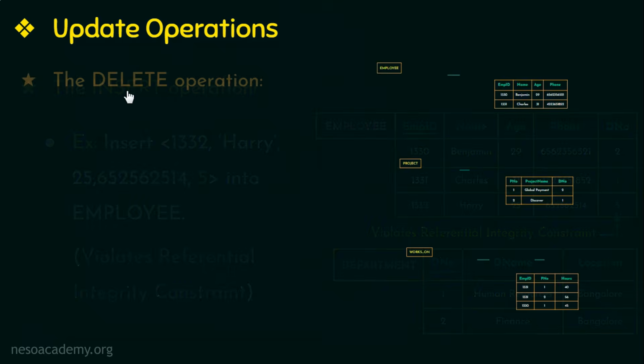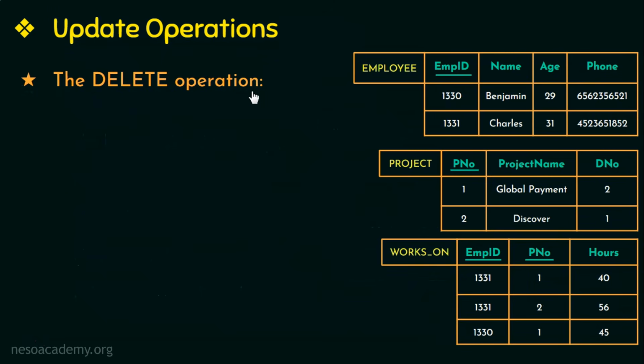The next type of operation is the delete operation. This operation is used to delete a tuple or tuples in a relation. And since it's only about deleting or removing a tuple from a relation, the delete operation can violate only the referential integrity constraint.